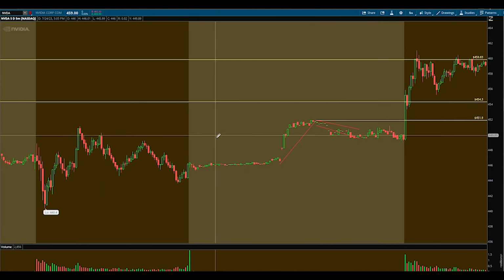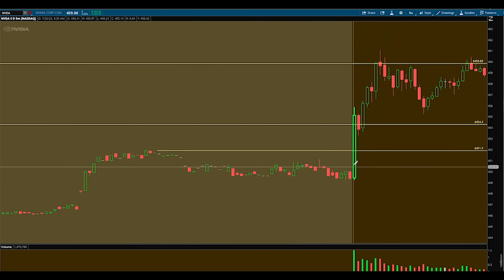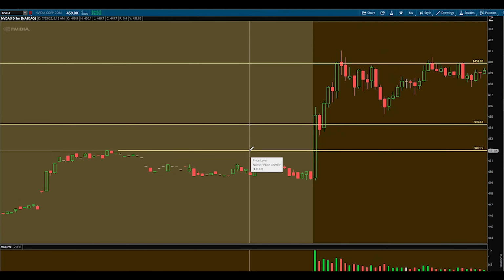Let me zoom out and find this. So here we are. Let me remove these drawings real quick. So this is the opening 5-minute candle here. My level was already created pre-market.